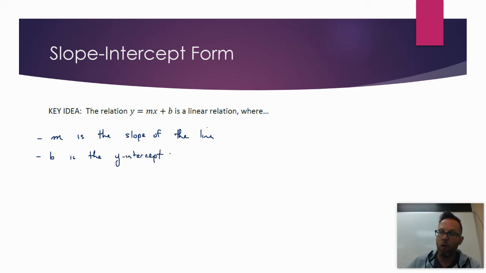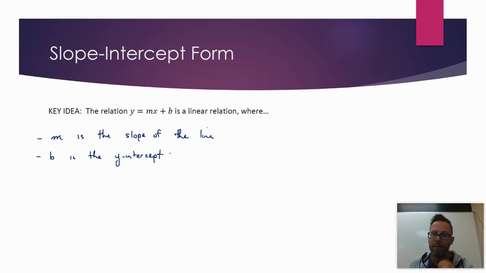So m for slope, because slope is a measure of how steep a line is, and the French word for to climb is monter. Why is the y-intercept called b? I don't know. It just is. You can't use y. We've already got a y representing the y values. So we just use b.